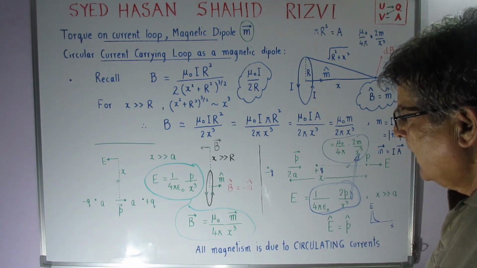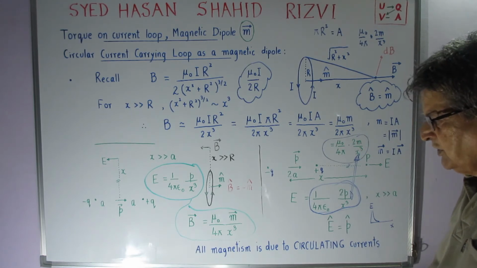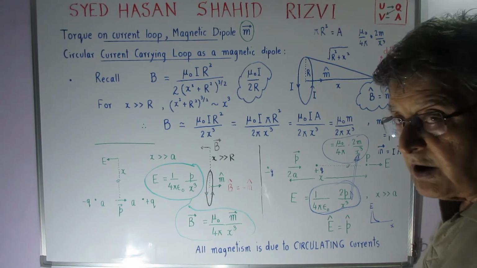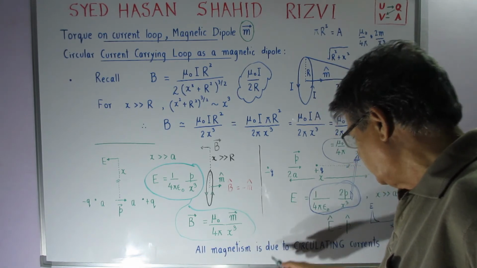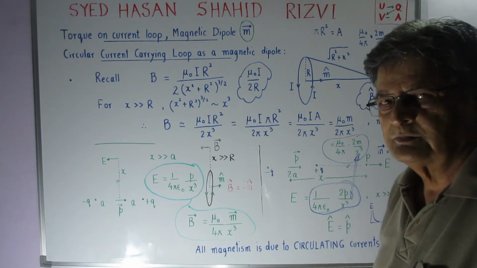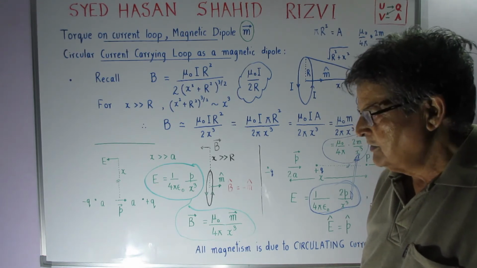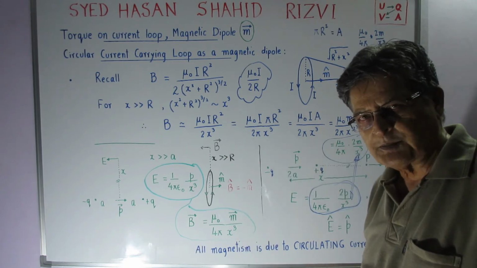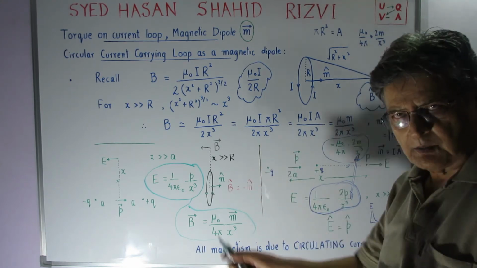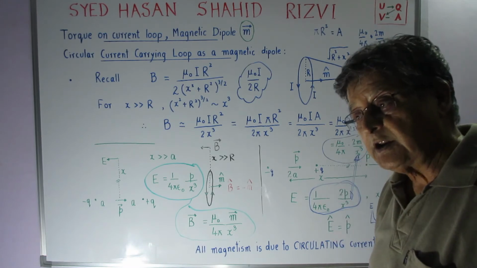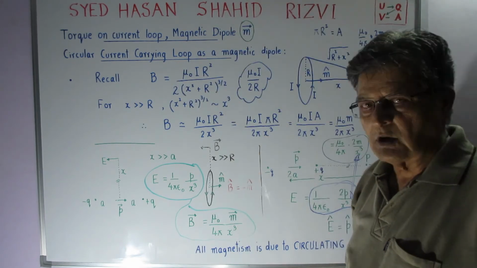Now looking at this kind of thing, what the intelligent man Ampere said was that all magnetism is due to circulating currents, even the magnetism due to permanent magnets. This has to be borne in mind later on in the next chapter, when we are talking about magnetism and magnetic materials. Then we talk in terms of some kind of current and some kind of magnetic dipole moment existing over there.